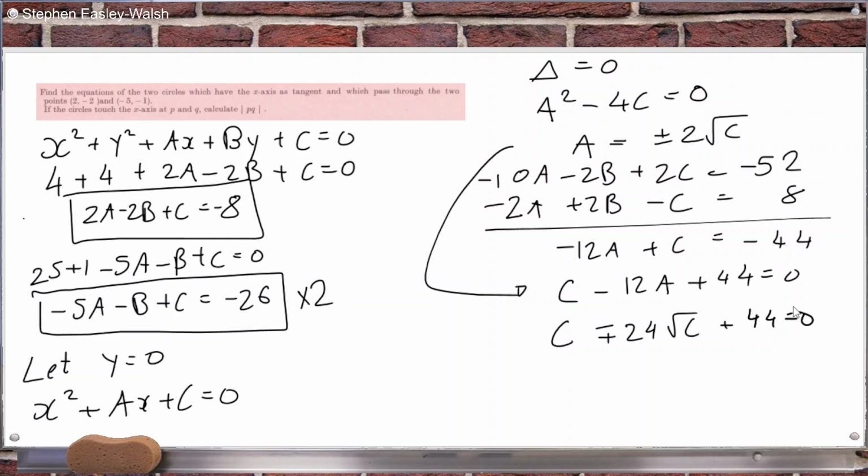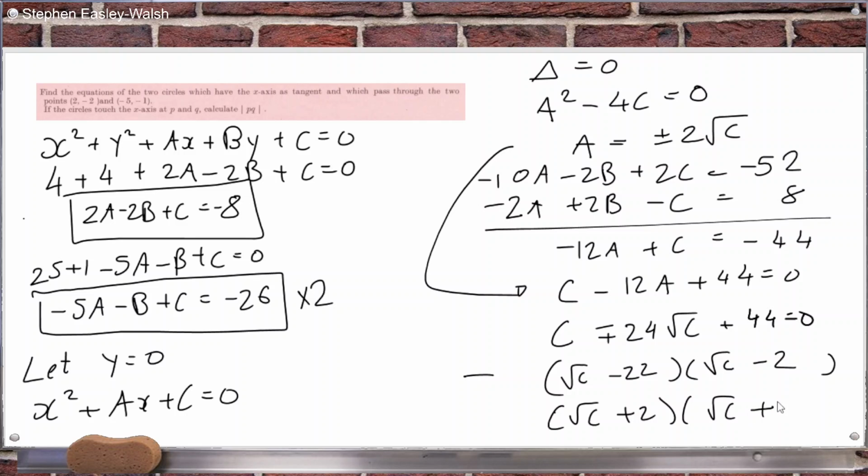So let's have a look here. Yeah, it has factors. So if we go with the minus situation first, that's going to be root c minus 22 and root c minus 2. But then if you take the plus situation, that's going to be root c plus 2 and root c plus 22.